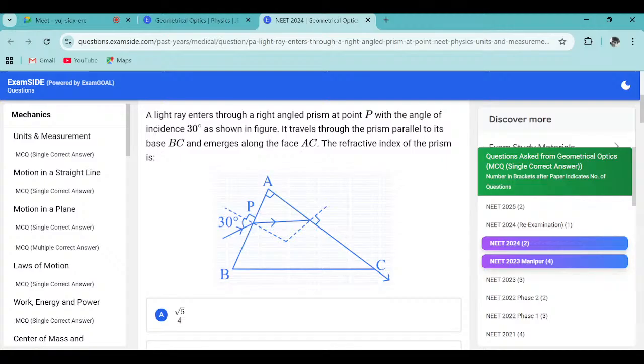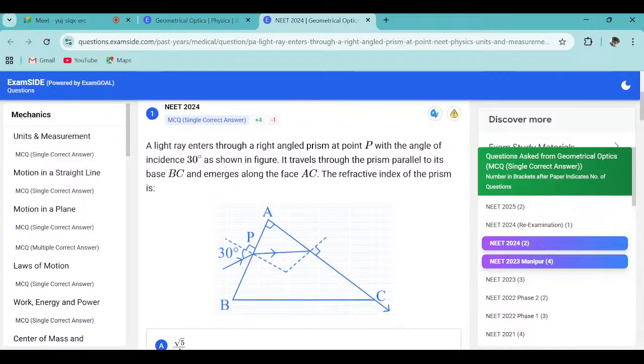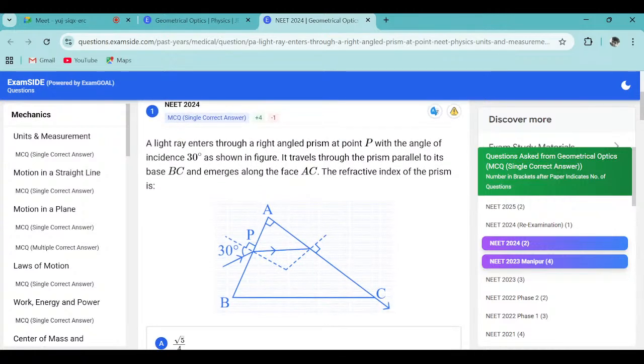Now, while traveling through the prism, it is parallel to the base. That will help our cause in calculating the value of r and the angle of incidence. Besides that, it is also mentioned that it is at grazing emergence on the face AC. So you need to calculate the refractive index. Just give it a try. If you're not able to do it, let me know, I'll do it. This is a very good question.